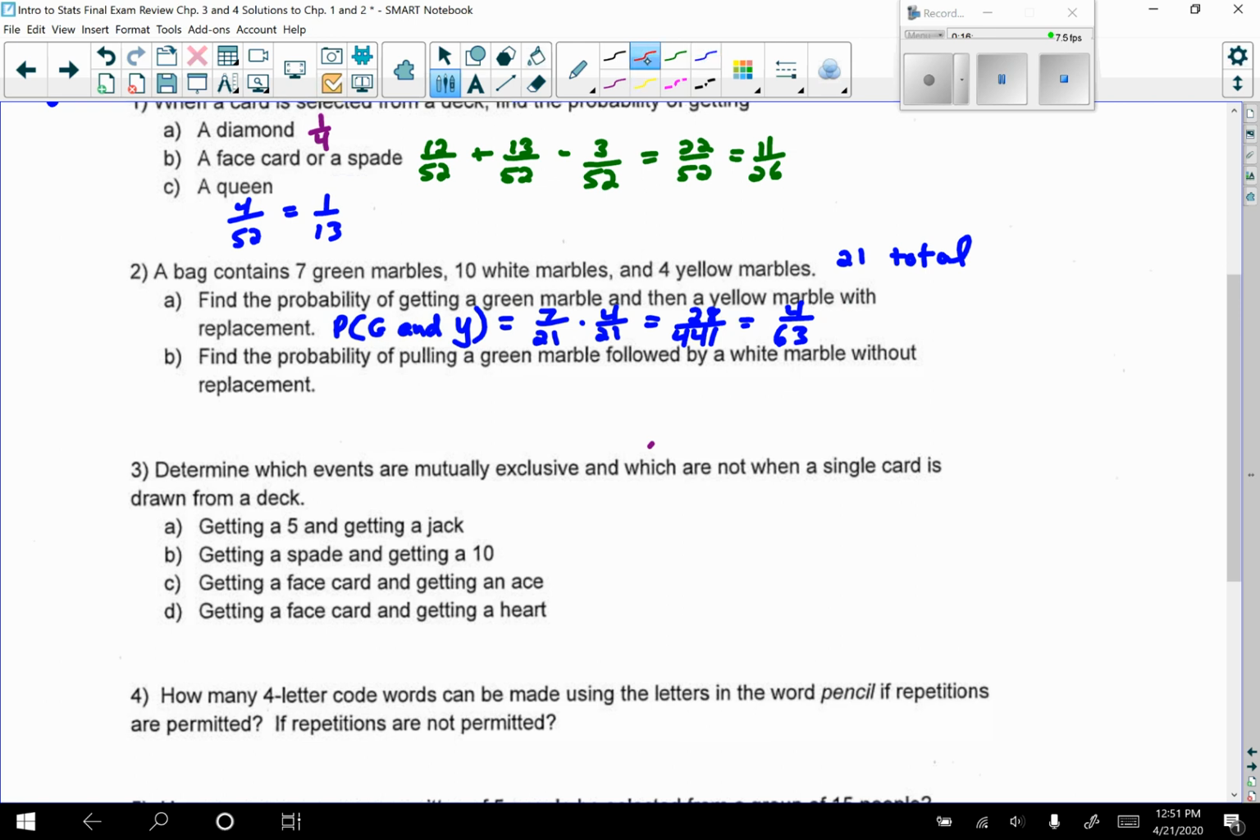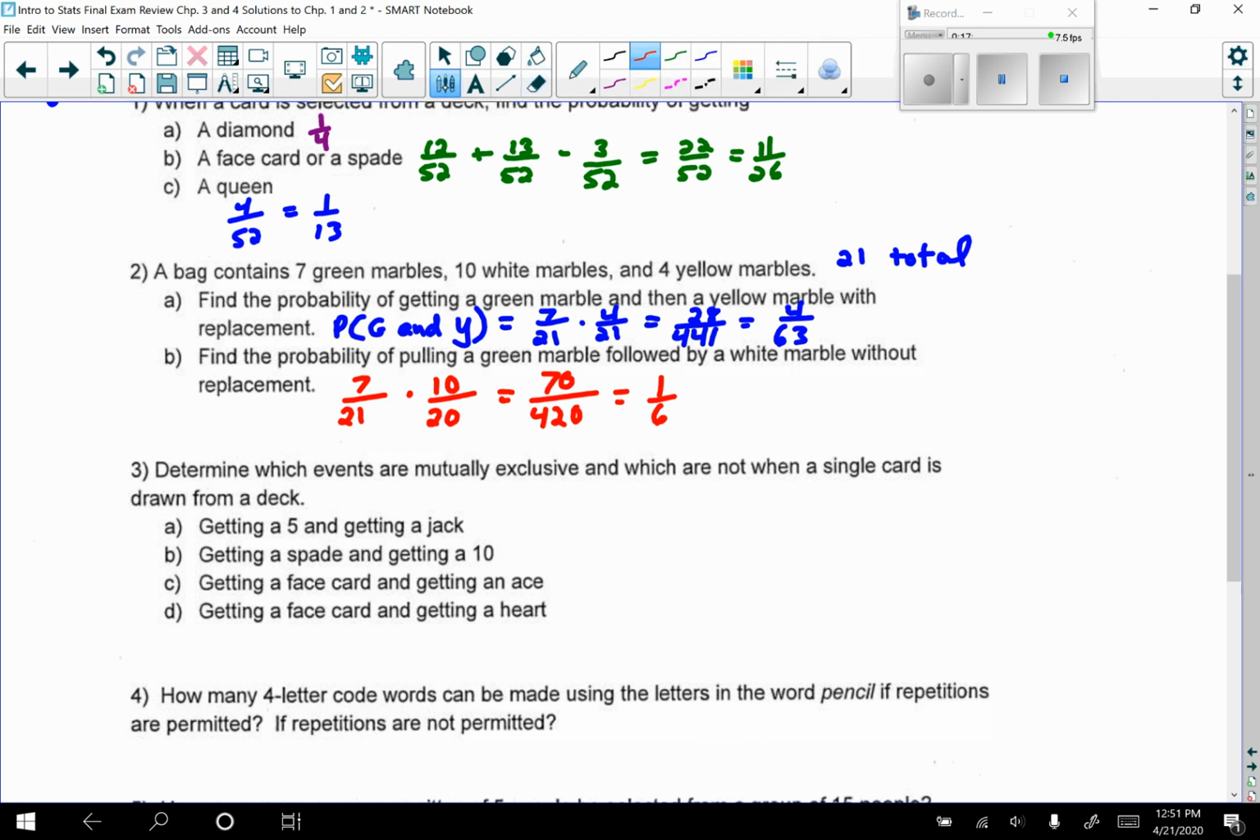All right, for B, find the probability of pulling a green marble followed by a white one without replacement. So again, probability of green and white, but without replacement. We'll first start by saying we have 7 green out of the 21 times we have 10 white, but assuming the first one was already green, that doesn't affect how many white we have, but it's going to be 10 out of 20. So here we're going to get 70 out of 420, which turns out to be 1/6.